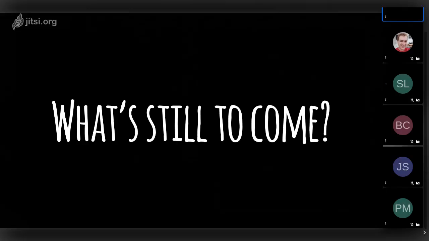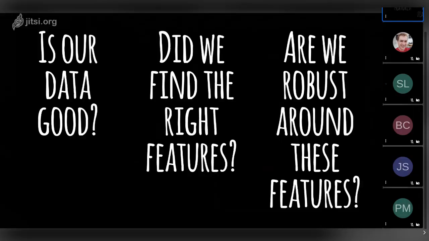Well, we've set the scene about what we're doing here. We're classifying pets. It's important. So there are really 3 separate problems that we would be thinking about. The first one is, is our data good? Now, obviously, it wasn't. The second was, did we find the right features? In retrospect, I don't think we found the right features. And the last question is, the network that we found, is that network robust around these features?